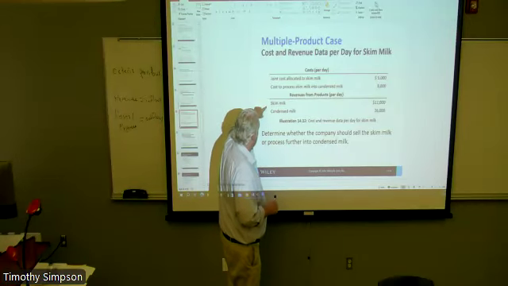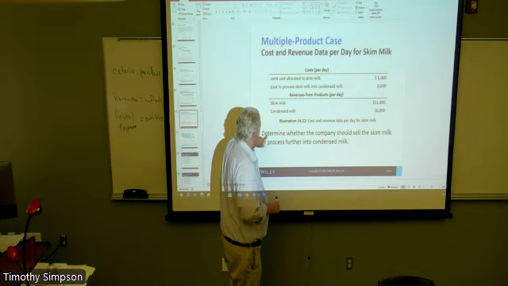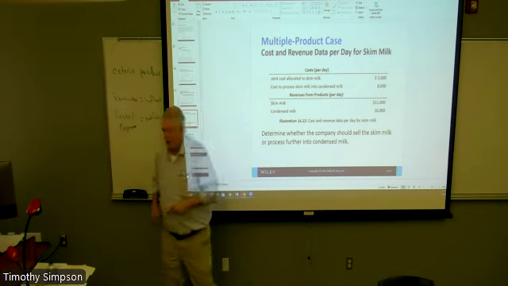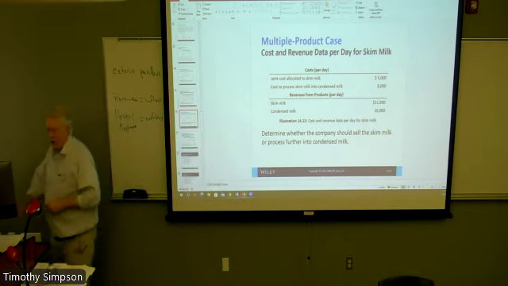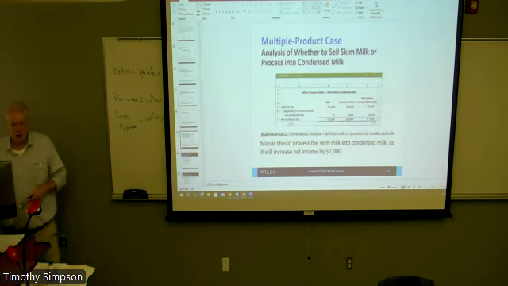We have skim milk as a revenue issue here, and we have condensed milk. So the question is, should we keep on going or should we stop? Let's look at some of the examples here. In this case, this is a separate income stream. This is what we call a multiple product case.